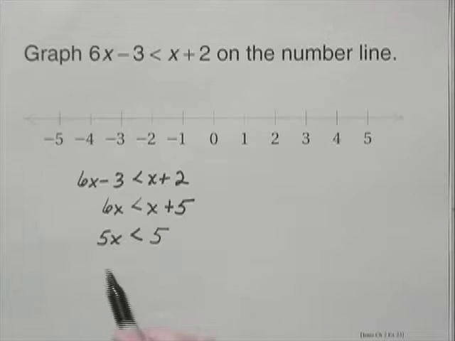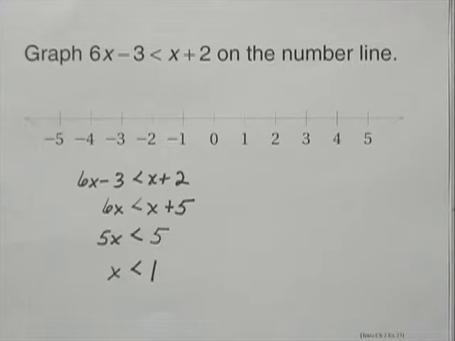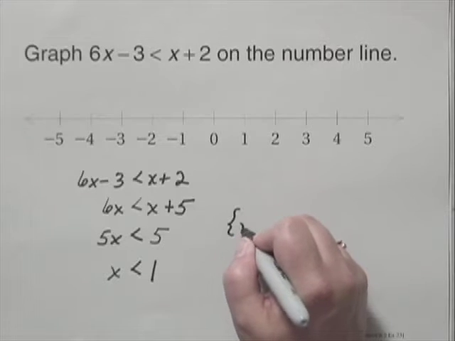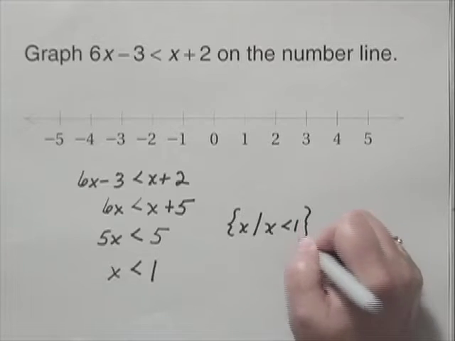And then we divide both sides by 5. Since 5 is a positive number, we do not change the direction of the inequality. 5x divided by 5 would be x. 5 divided by 5 would be 1. So the solution set would be the set of all x such that x is less than 1.